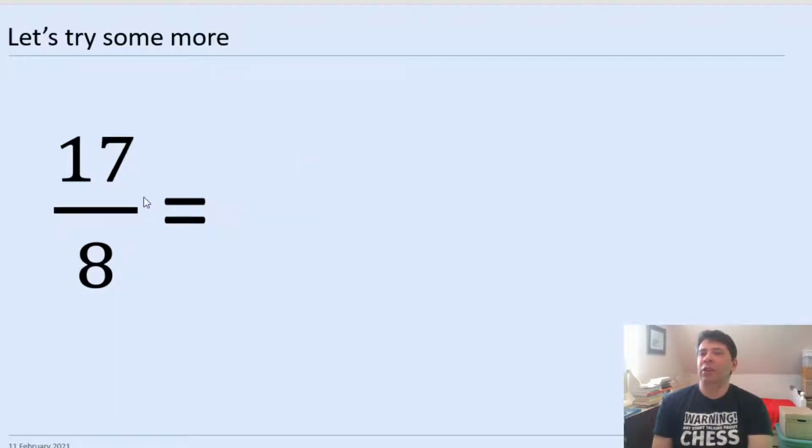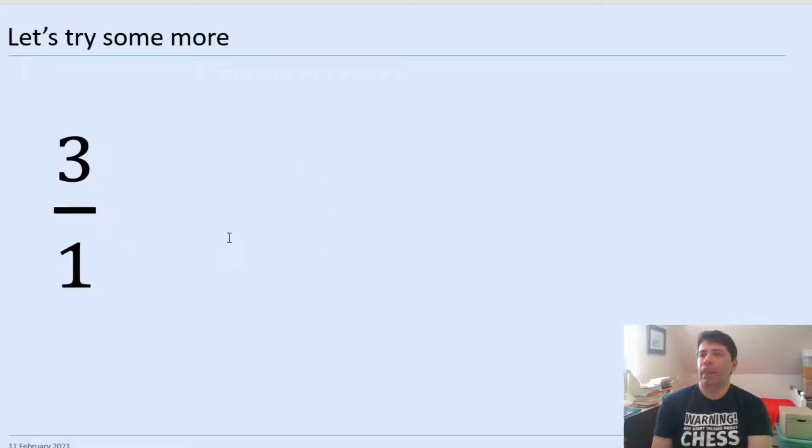17/8. 8 goes into 17 twice. So we've got 2 pies with 8 pieces in each, which makes 16. And then we've got 1 piece left over, so it's 2 and 1/8. 3 over 1. So this is 3 wholes. This looks a bit strange perhaps, but this is 3 wholes. So it's just 3. But this is useful because sometimes we need to write it like this when we're multiplying or dividing fractions.